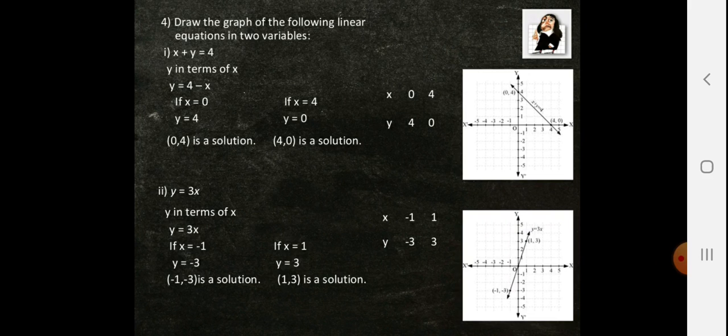Now draw the graph of the following linear equation in two variables. x plus y is equal to 4. Now y in terms of x is y is equal to 4 minus x. Now substitute the values of x as 0, 1, minus 1, 2. You will get different values of y. Plot these solutions, join all these coordinates and draw the straight line. That is the graphical representation of the solution for the given equation.